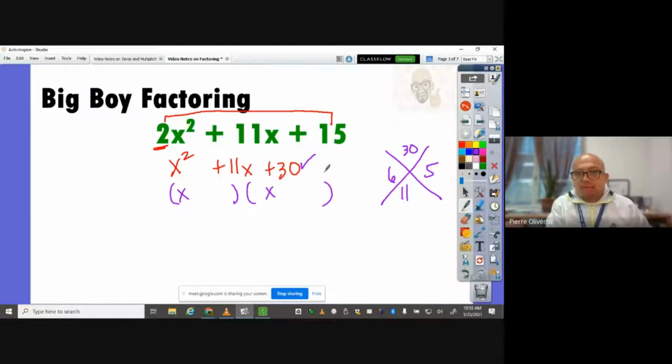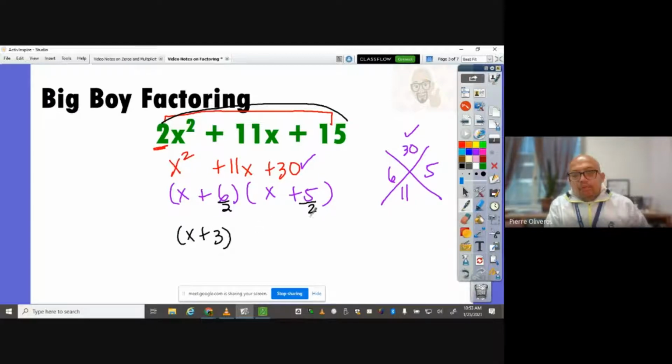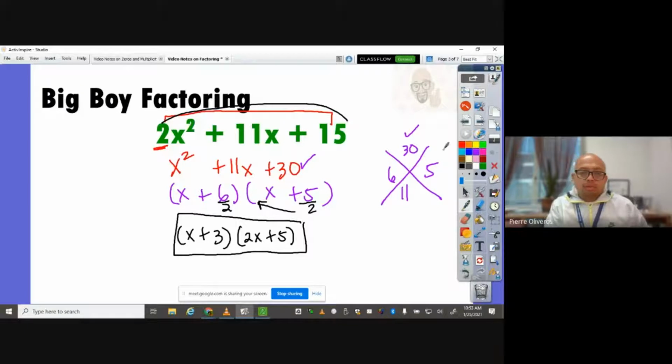6 times 5 is 30. 6 plus 5 is 11. So it's positive 6, positive 5. Since you multiplied the 2 to the 15, I'm going to divide this by 2 and this by 2. I can see that 6 divided by 2 can be simplified to 3. 5 halves cannot be combined, so I'm going to bring the 2 up there. So this gives you 2x plus 5. And those are my factors.